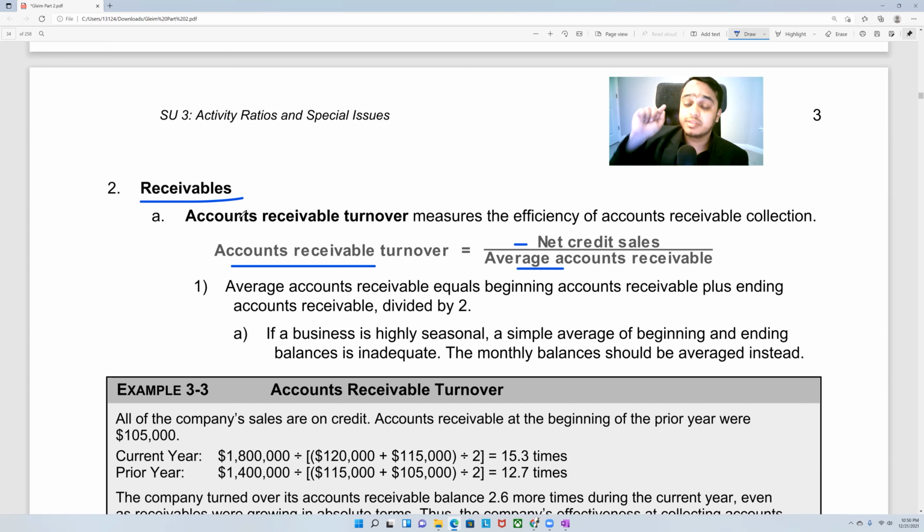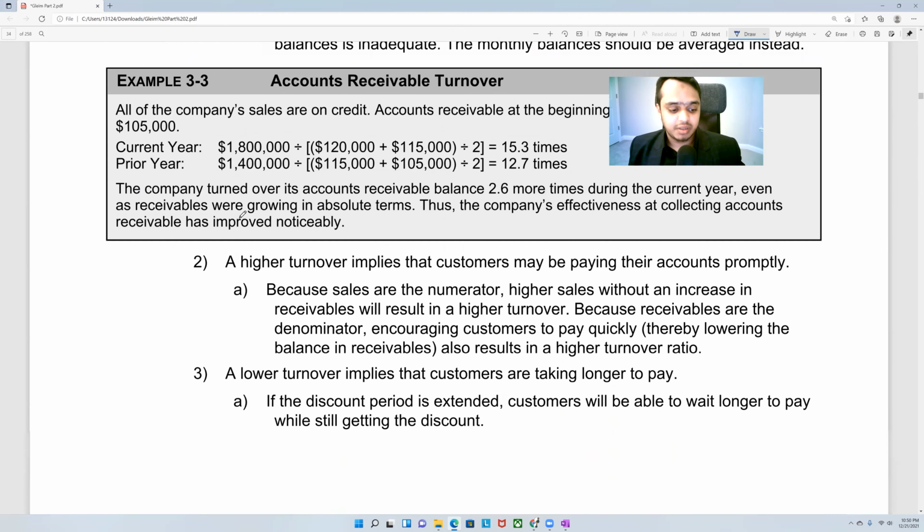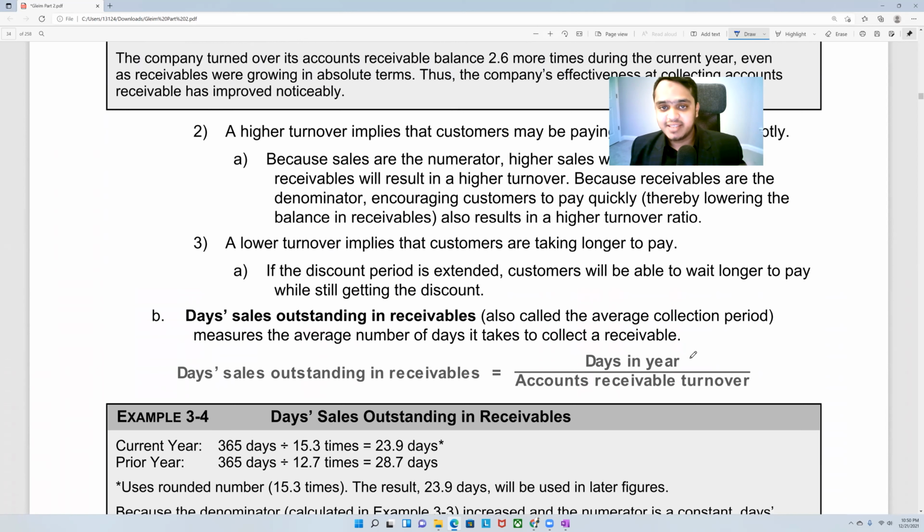Now, with this accounts receivable turnover, you take it forward to days in a year divided by accounts receivable turnover to get the days sales outstanding in receivables. How many days is it going to take from your sale to be converted into cash? That's what is a concern, right? It's not how much sales are happening. After the sales have happened, how many days is it going to take to be received in cash?